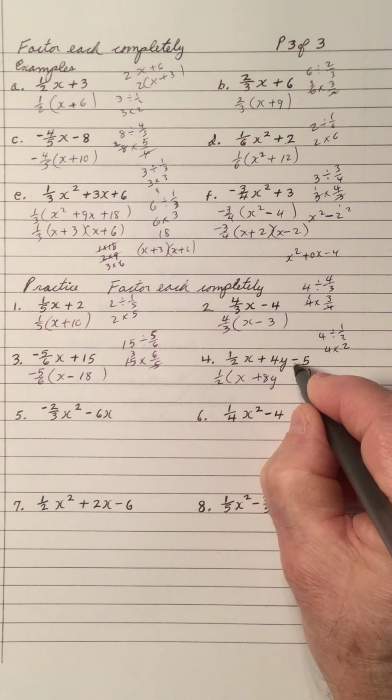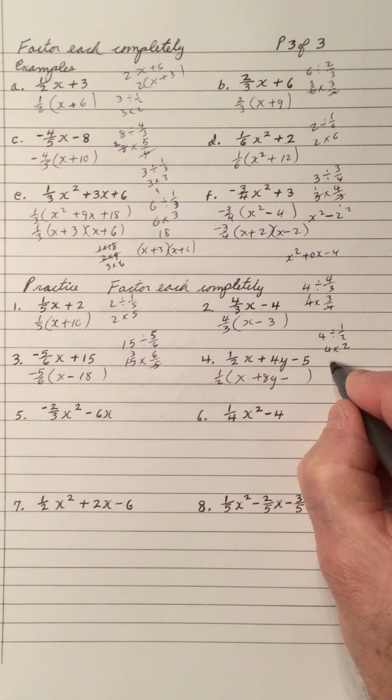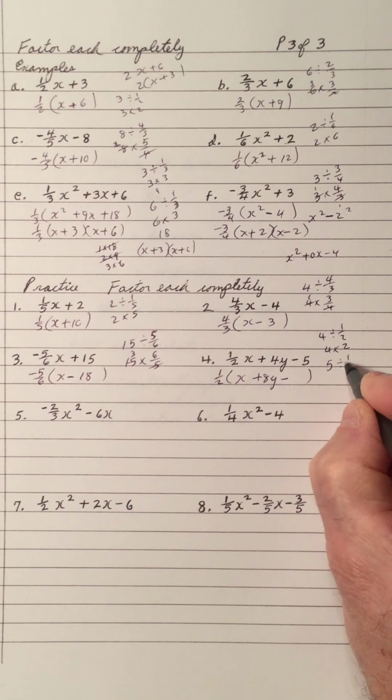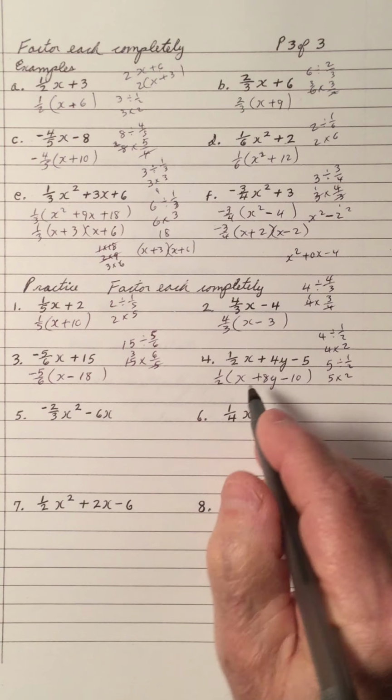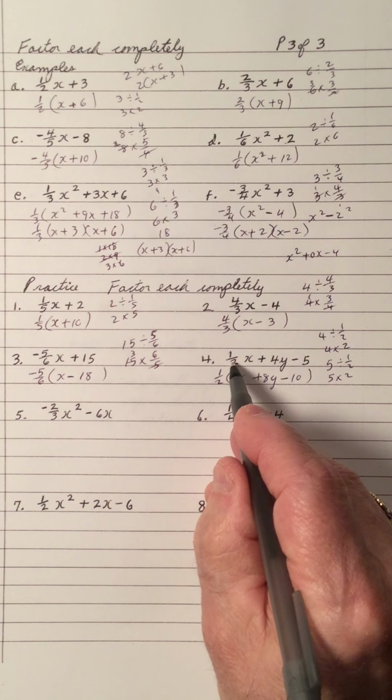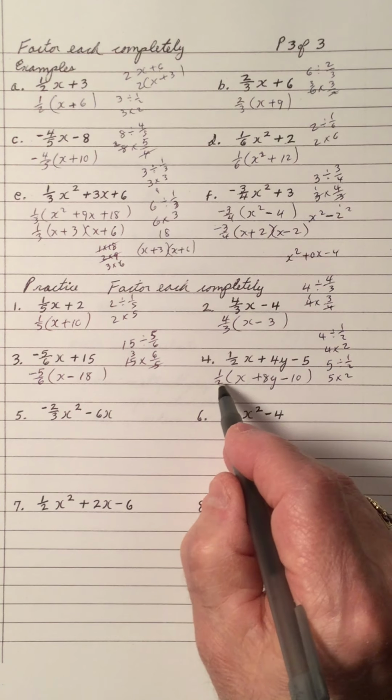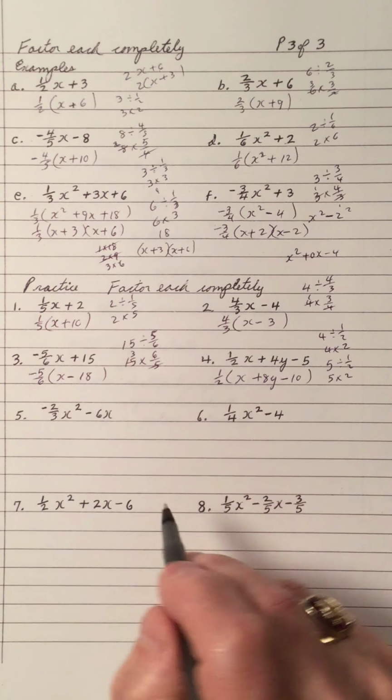Then we have a negative divided by positive is a negative. So we got 5 divided by a half. So that's 5 times 2. So that's a 10. So check. A half times x, half x. Half of 8, 4. Half of 10, 5. And it's negative. Perfect.